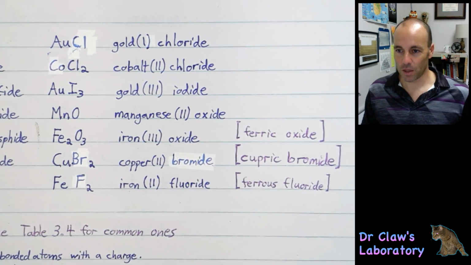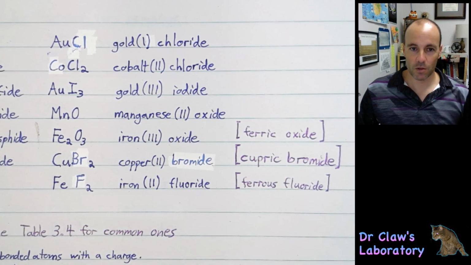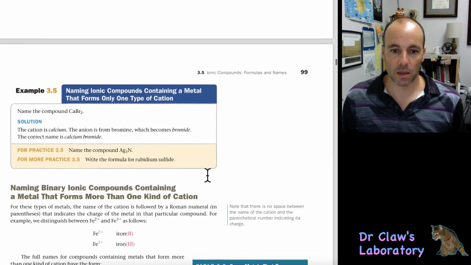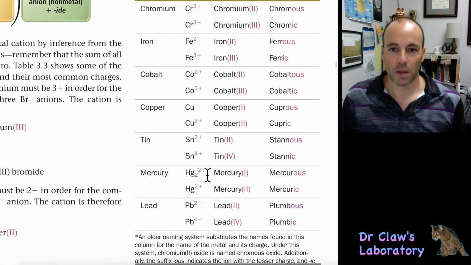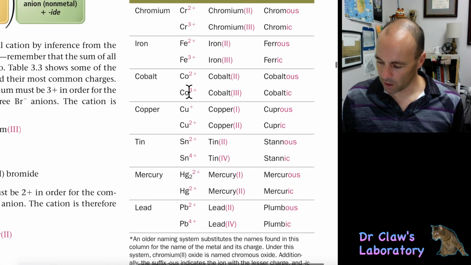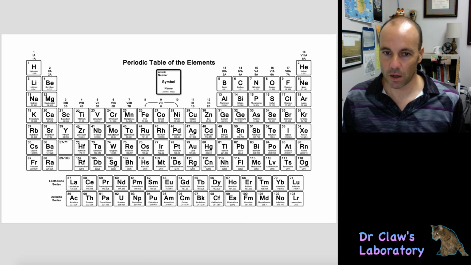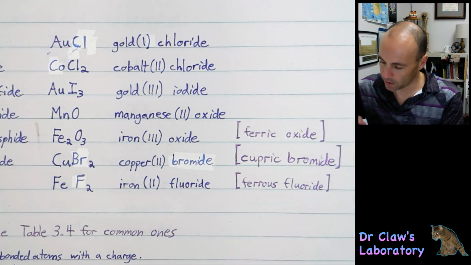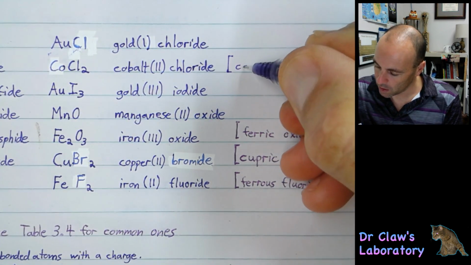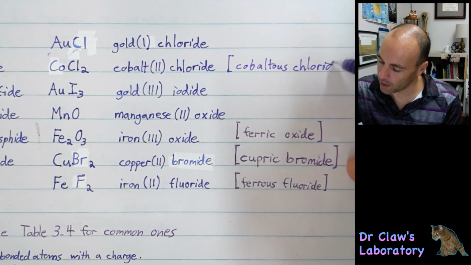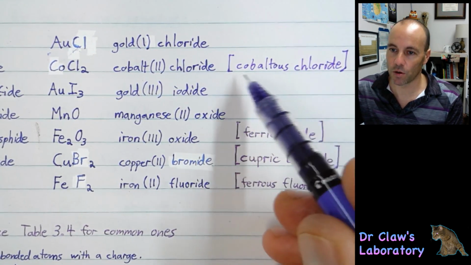And I should use the older name as well. If we go back to that older naming scheme, let's see, right here, you see cobalt +2, cobalt +3. The +2 is also called cobaltous. So we could also label this as cobaltous chloride, and that would tell us we're talking about the +2 charge cobalt.